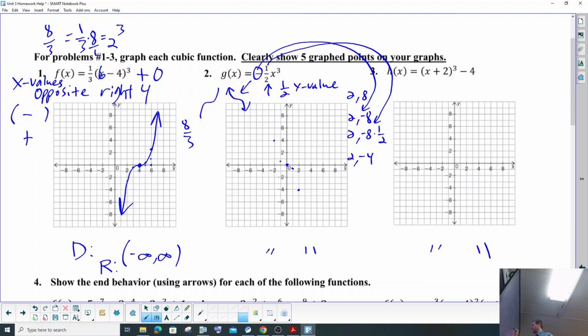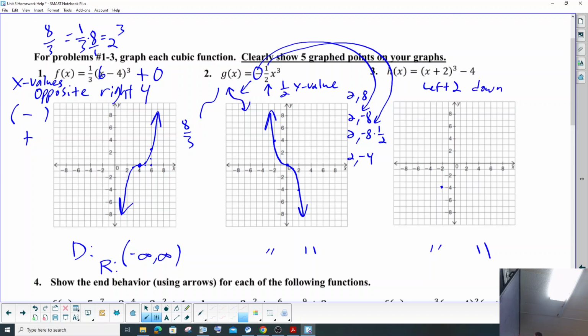And back to up 4. So there's our graph. Doing a transformation. So then we're going to go left 2, down 4. That's an easy one.